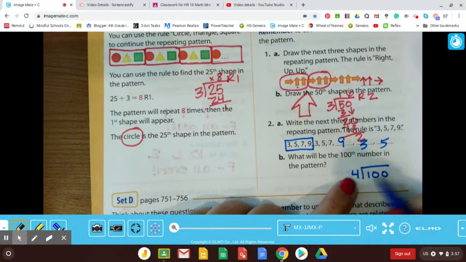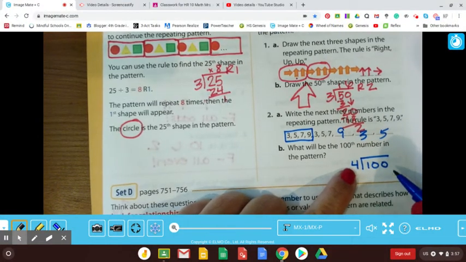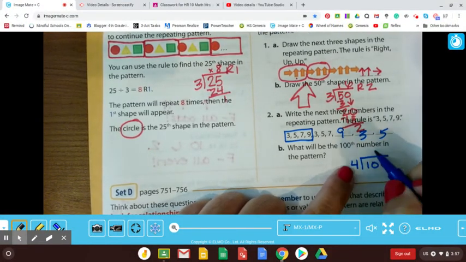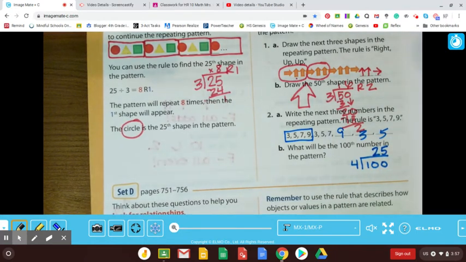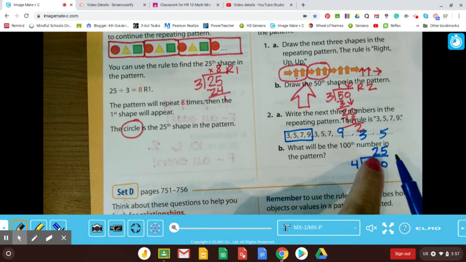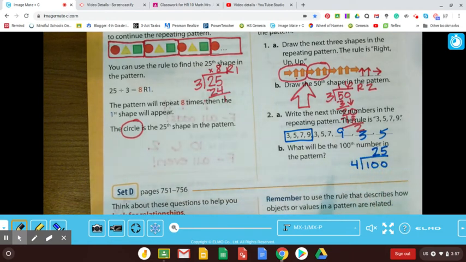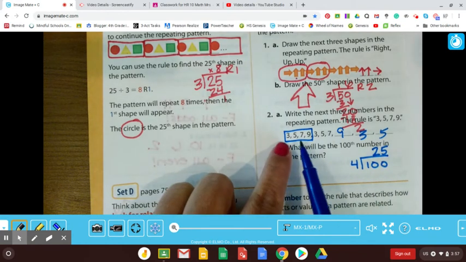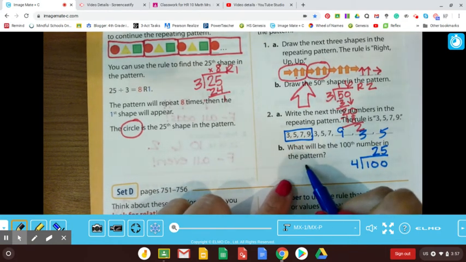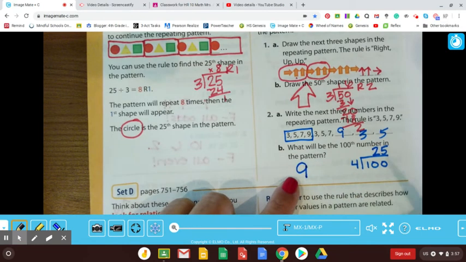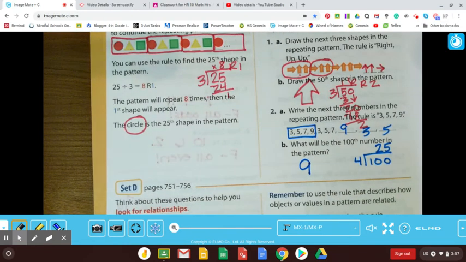And you might know this if you think about it in terms of money. If you had 4 quarters, you would have $1, right? So 4 times 25 is 100. That means it repeats 25 full times. There's no remainder, so our 100th number is going to be the number 9. So 9 is the answer.